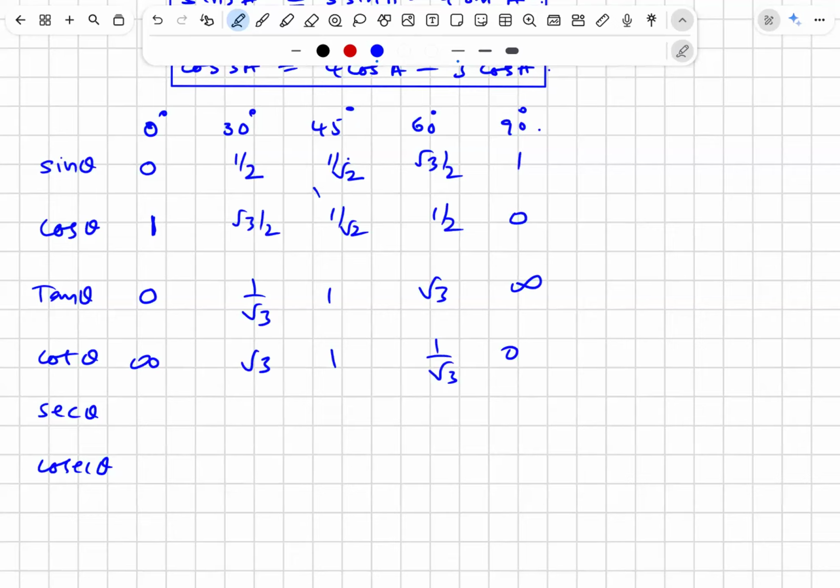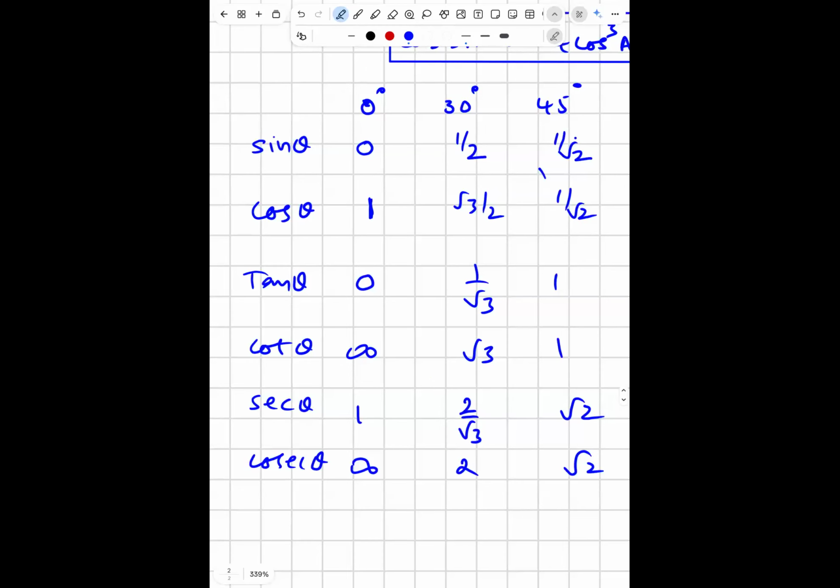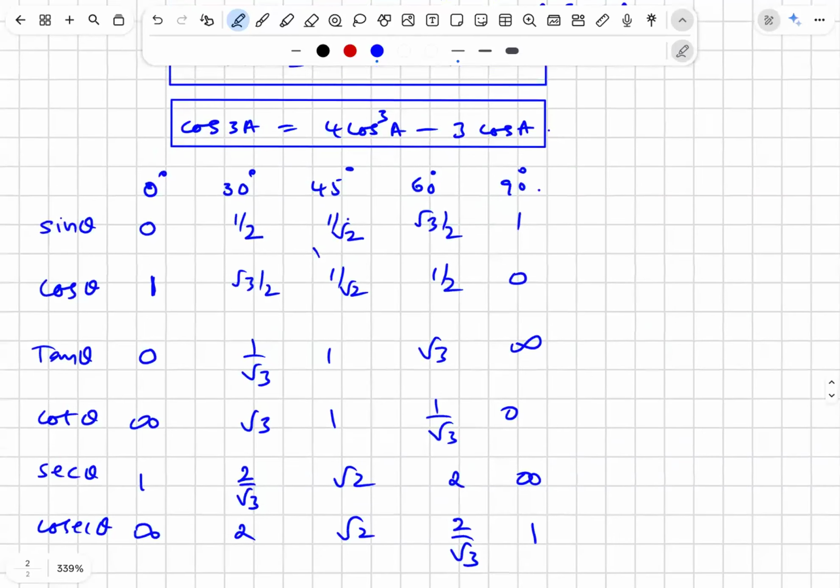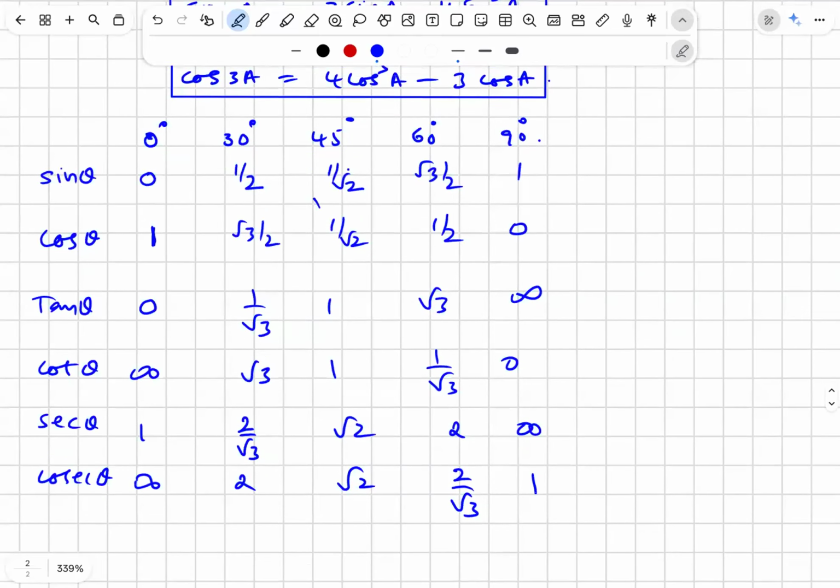Secant, flip cos: 1, 2 by root 3, root 2, 2, infinite. Cosec, flip sine: infinite, 2, root 2, 2 by root 3, 1. Till this point, any doubt? Boys and girls, any doubt?